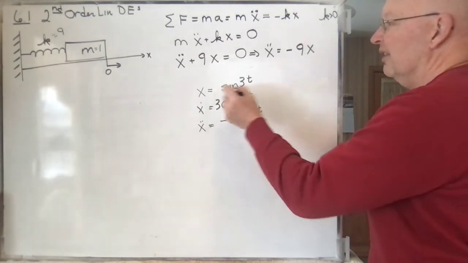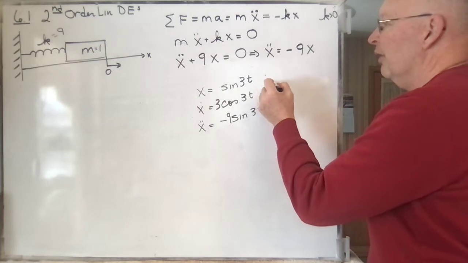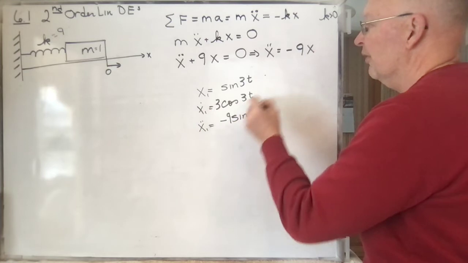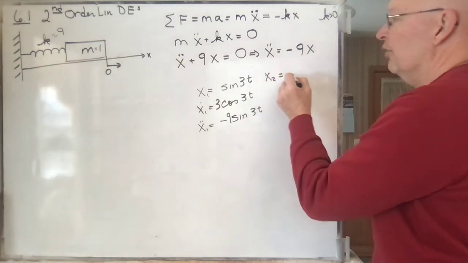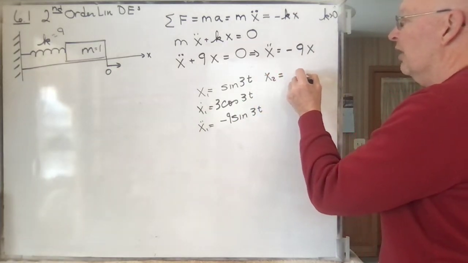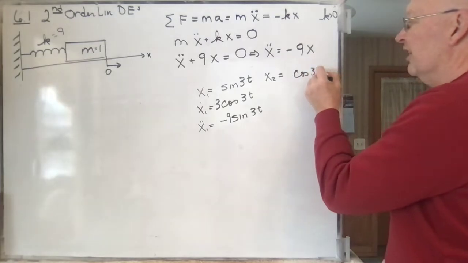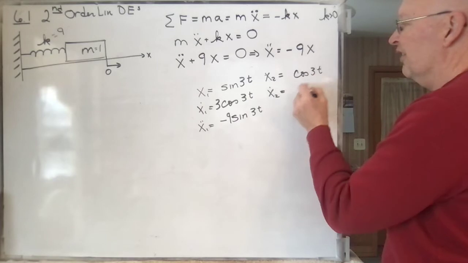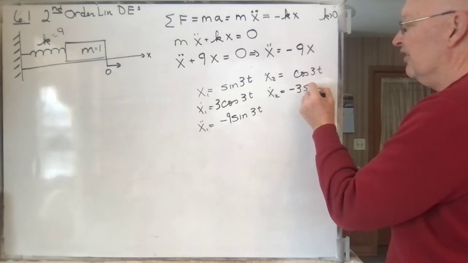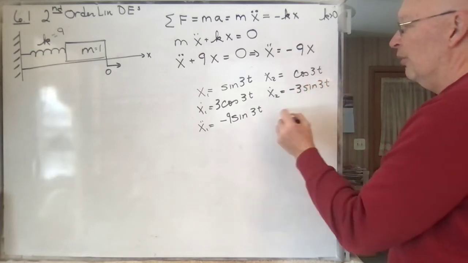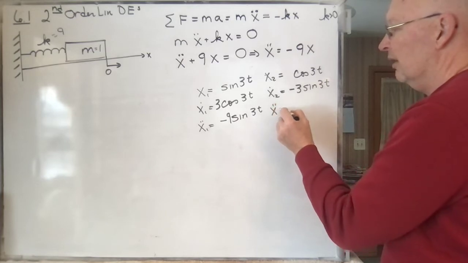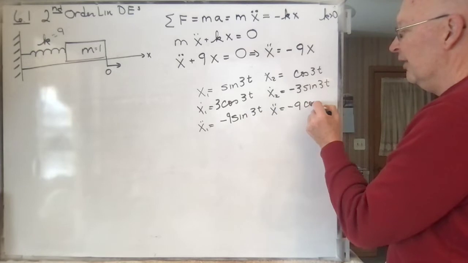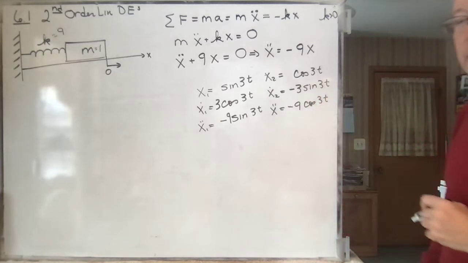Hopefully you realize that this thing has a partner. They're never too far away from each other. If we call this one x1, let's call this one x2. x2 is going to be cosine of 3t. Then if you take the first derivative, you get the negative already, negative 3 sine of 3t. And then when you take the second derivative, you bring another 3 out, you're going to get negative 9 cosine of 3t again. See that?